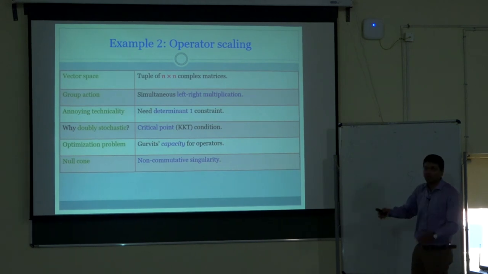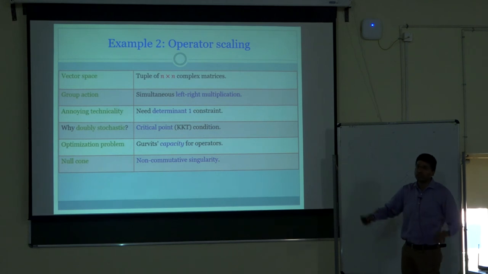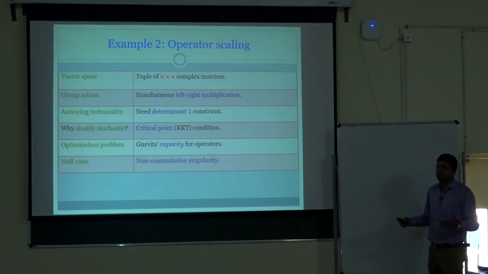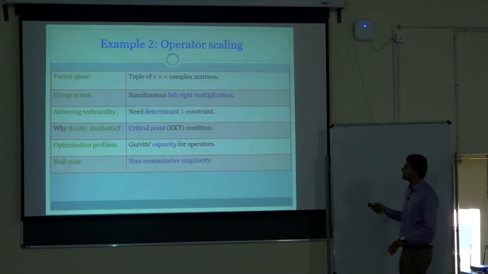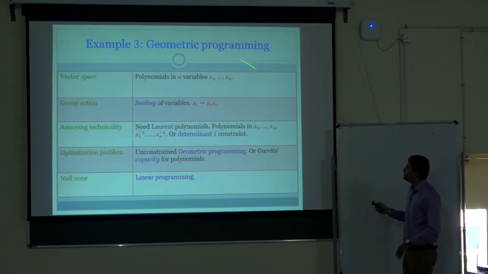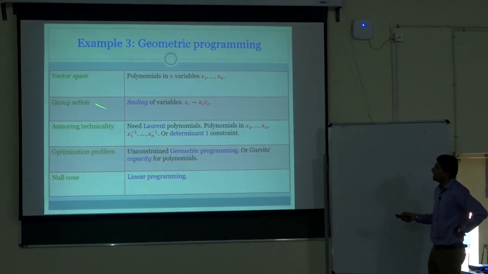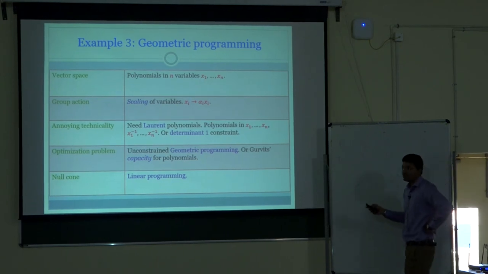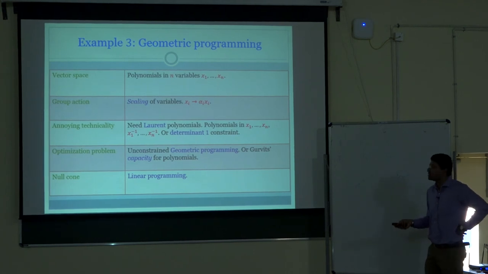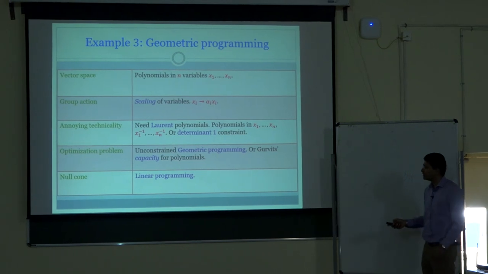Operator scaling, you have again a tuple of n matrices, that's a vector space, and you have pre and post multiplication by invertible matrices. That's the group action. You write the norm optimization, you will get operator scaling. And again, you can get geometric programming by some natural action of diagonal matrices on the variables of the positive. So for different group actions you take, you get different nice optimization. So this is basically the source of scaling problems.